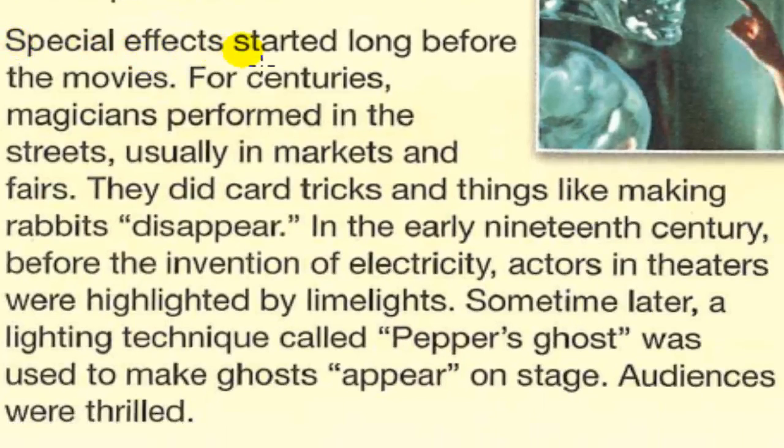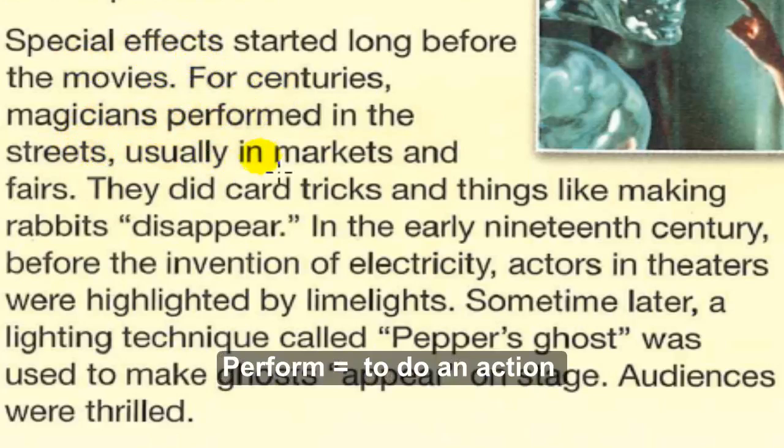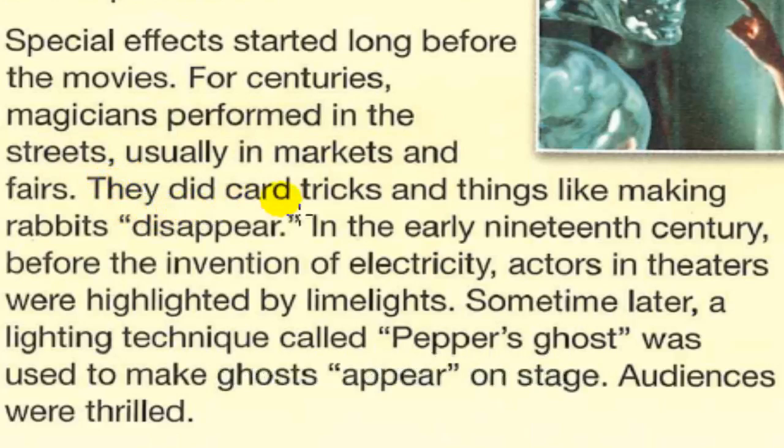Special effects started long before the movies. So we started special effects from the past. For centuries, magicians performed in the streets, usually in markets and fairs. They played tricks in the streets, in the markets. They did card tricks and things like making rabbits disappear. The magician puts the rabbit in the hat and it disappears.